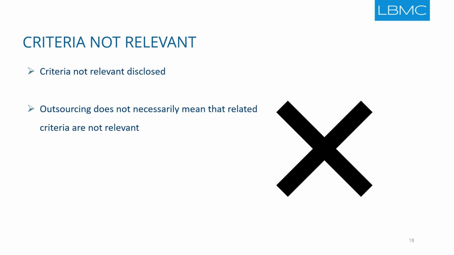If so, then controls for this trust services criteria would not be included, and the reason for the omission would be disclosed here. It should be noted that just because components of the system are outsourced to a subservice organization, this does not necessarily mean that related criteria are not relevant. The service organization is responsible for relevant criteria, whether the controls are at the service organization or at the subservice organization.